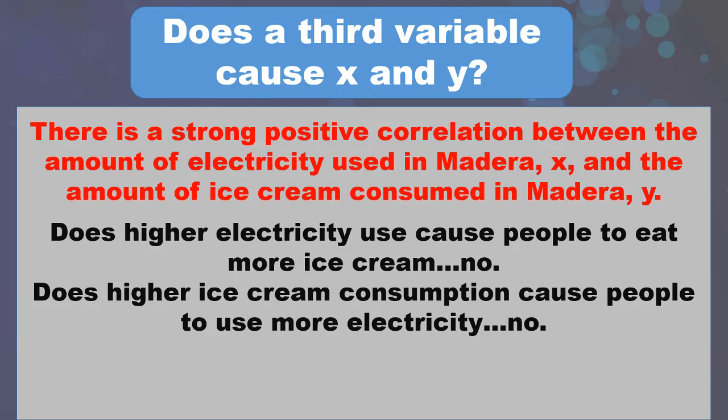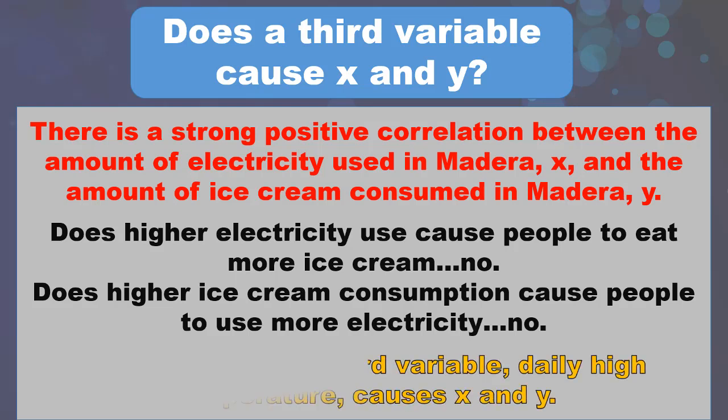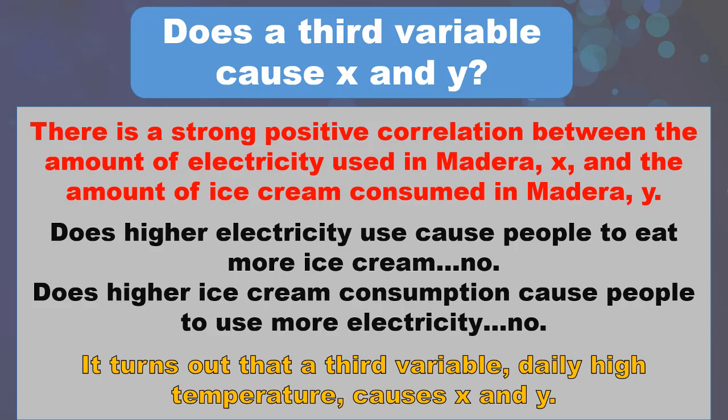Well, this is that lurking variable. This is that third variable that's in the background that's causing both of these things to happen. What is that third variable? Well, it turns out that a third variable, daily high temperature, is causing x and y.